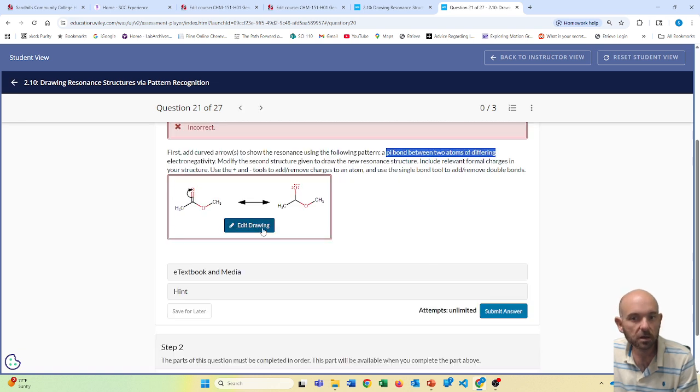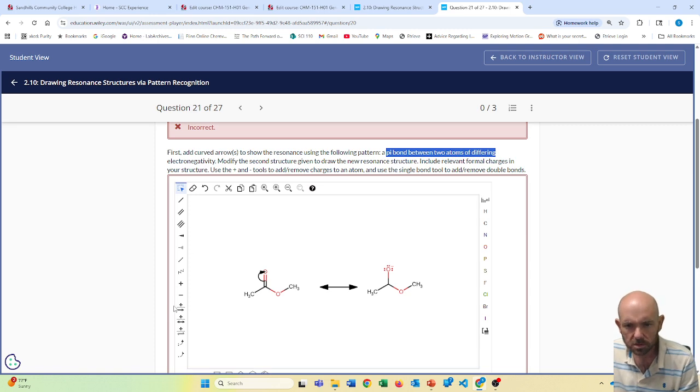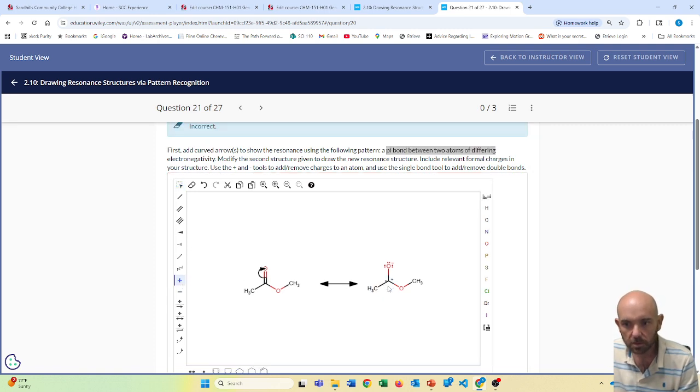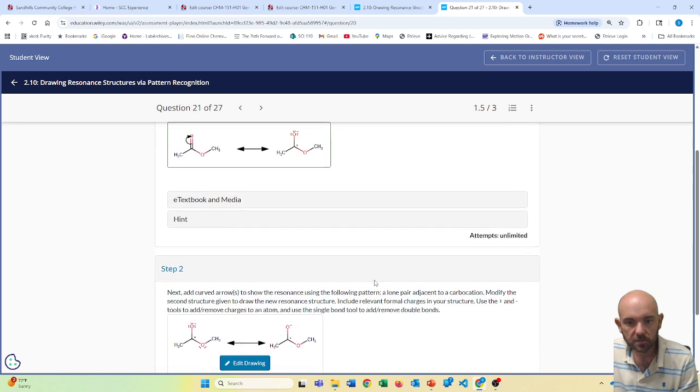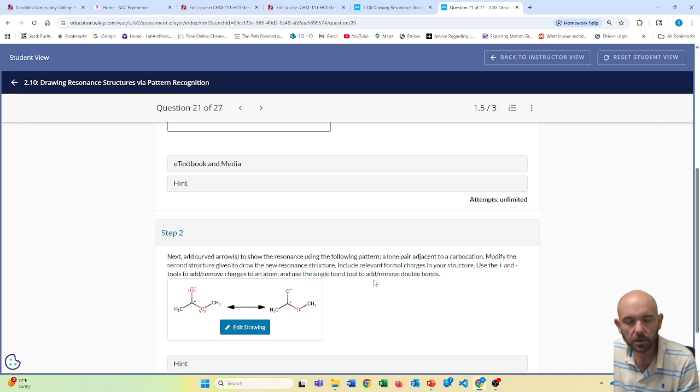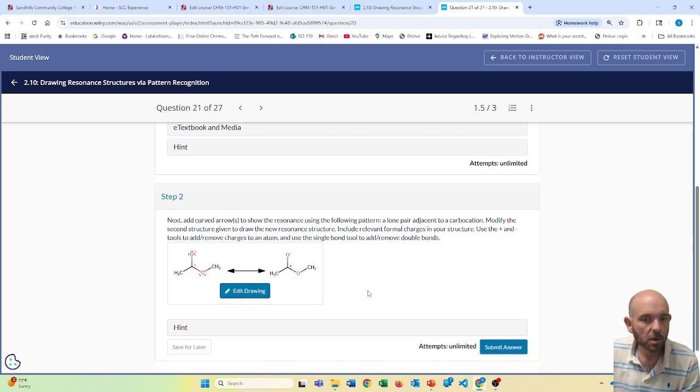Oh, see, I forgot my formal charges. We got a positive charge on that carbon now. Boom. Alright. Then save and close, submit answer. We should be right. And then the second part of the answer opens up. Notice we have a lone pair adjacent to a carbocation. So that one only requires one arrow, but the positive charge should move to a new atom when that resonance structure is complete.